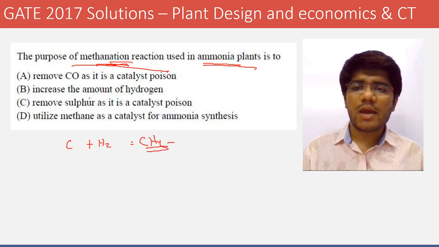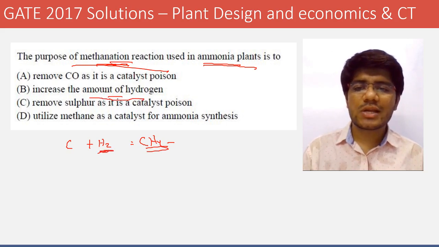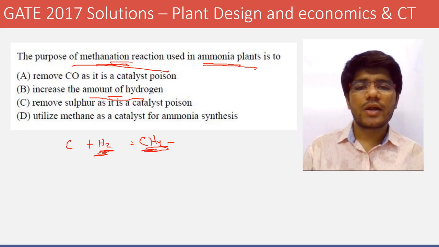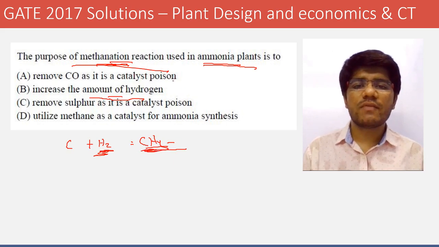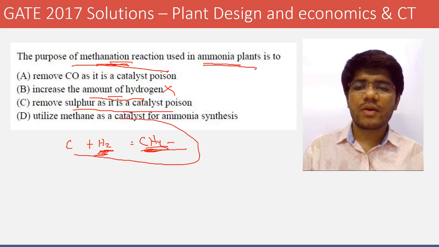So definitely the amount of hydrogen in the product cannot be increased. Why? Because the hydrogen is in the reactant. Hydrogen will be in the reactant, so this hydrogen in the product cannot be increased. So definitely this option is wrong. Now, in order to remove sulfur, as it is a catalyst poison, there is no sulfur participating in this reaction. So this option again went wrong.